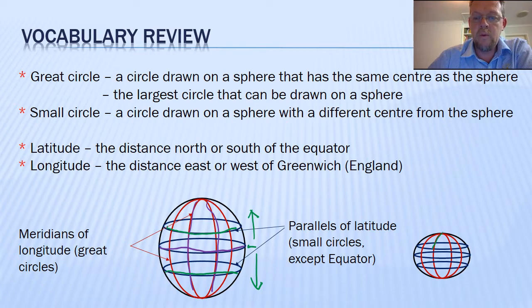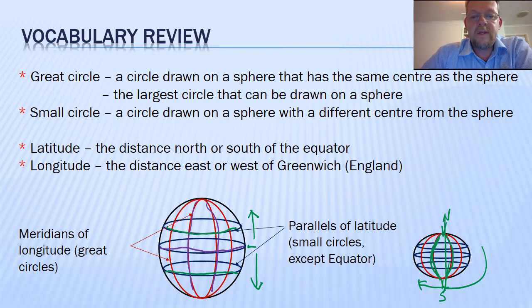So these red ones that I'm drawing over here in green are all meridians because they go through the point of Earth's axis, which is the North Pole and the South Pole. So we know that Earth spins, if you remember your junior science or geography, and it spins once a day.